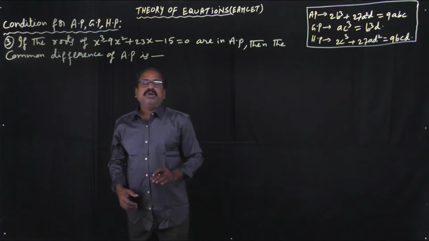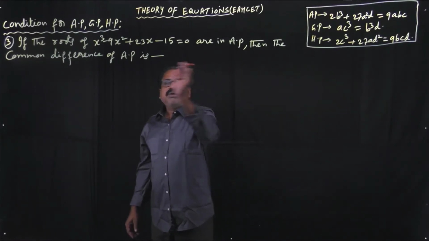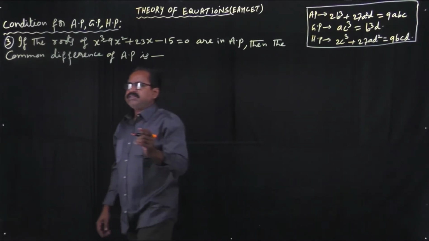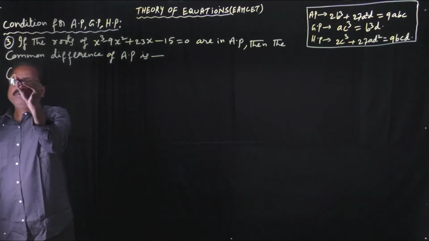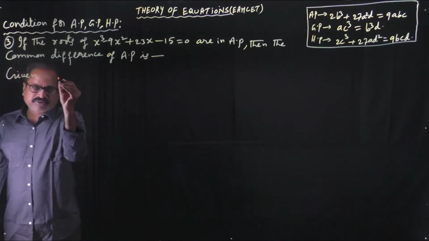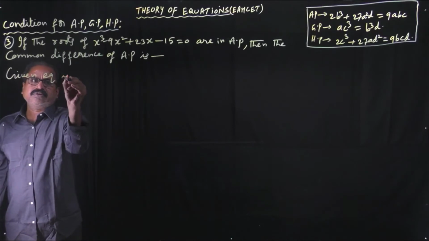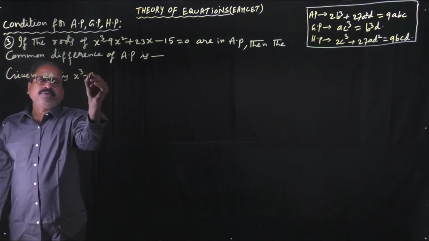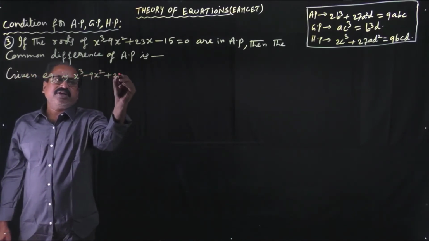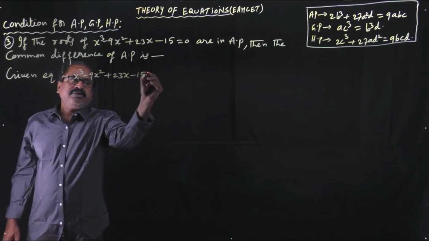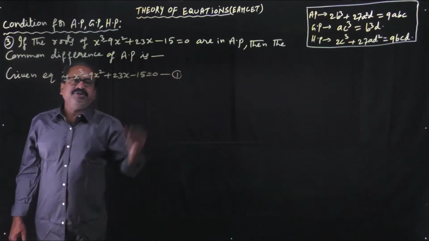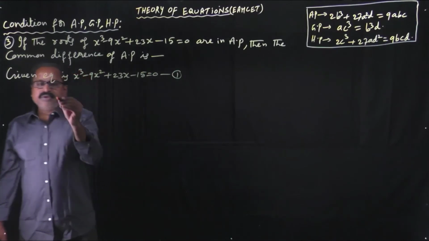Third one is, if the roots of x cube minus 9x square plus 23x minus 15 is equal to 0 are in AP, then the common difference of the AP is. So the given equation is x cube minus 9x square plus 23x minus 15 is equal to 0.